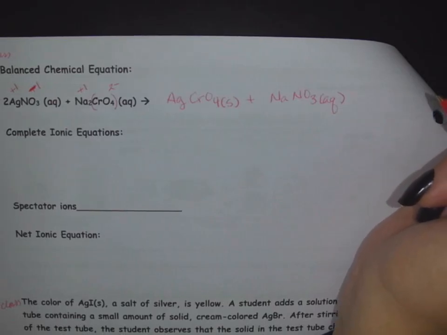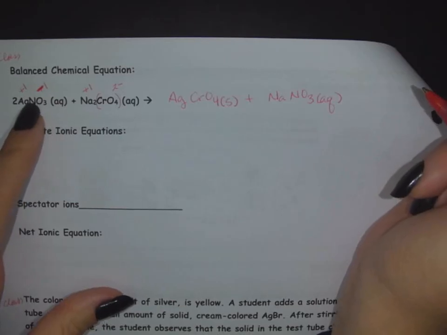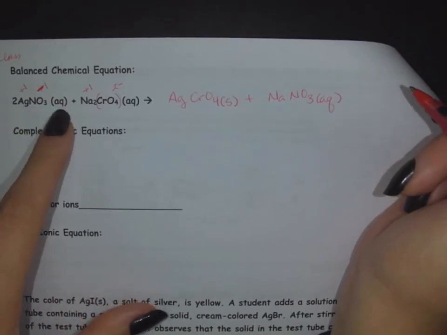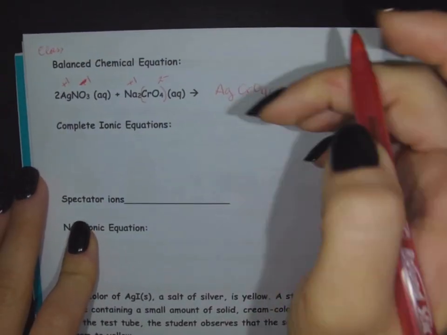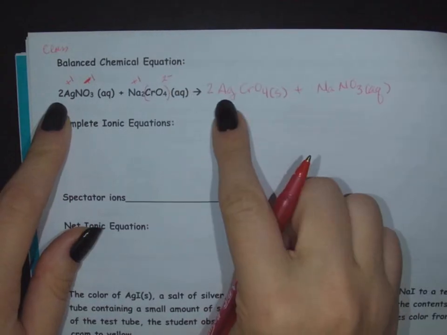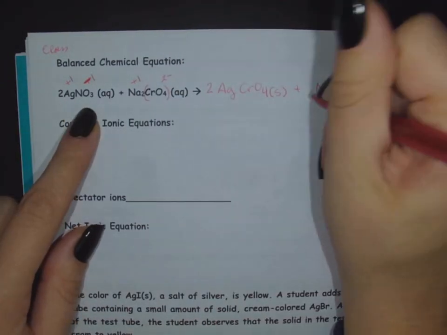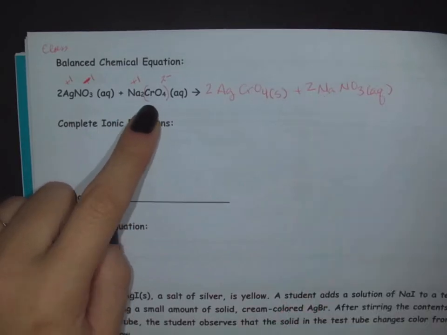So I need a net ionic equation. I need to write a reaction that only is representing the reacting species. When we have a metal and a nonmetal, or a metal and a polyatomic ion, when they are aqueous, that means that they will break apart. And let's balance this. So 2 silver, and then this is 2 nitrate, and then 2 sodium, 1 chromate.